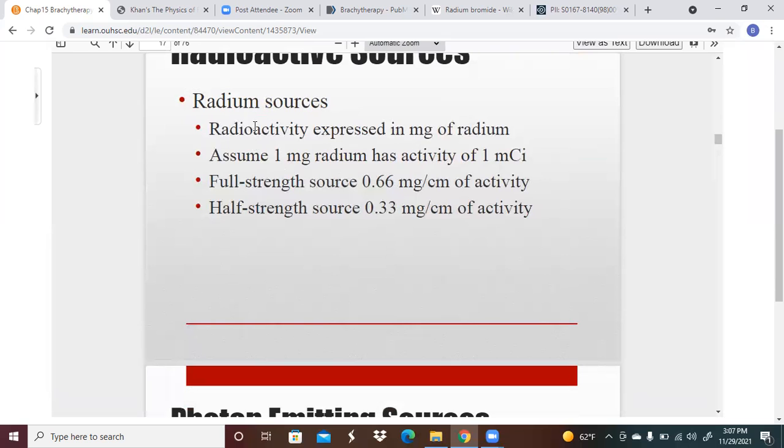For radioactive sources, the radioactivity is expressed in milligrams of radium. We are assuming 1 milligram of radium has an activity of 1 millicurie. A full strength source is 0.66 milligrams per centimeter of activity. A half strength source is, of course, half that.